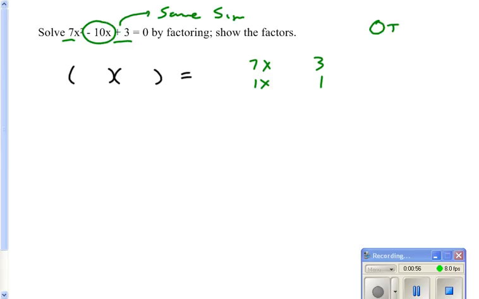My OI has to be negative 10 in the FOIL process. Okay, so I can either have the 7x here and the 1x here, and the 3 going with the 7 and the 1 going with the 1, or I could change the order. Let's change the order.